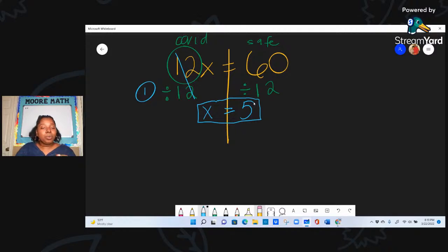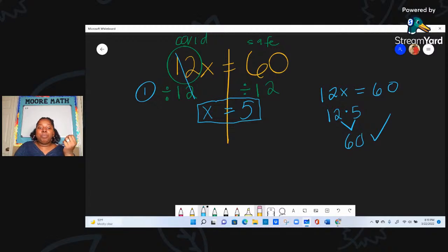Now, how can I check? Well, first, let's check our work and make sure we're right. So if we're saying x equals 5, plug it in. Instead of x, we're going to do 5. Is 12 times 5 60? Yes, it is. So I know I'm right.